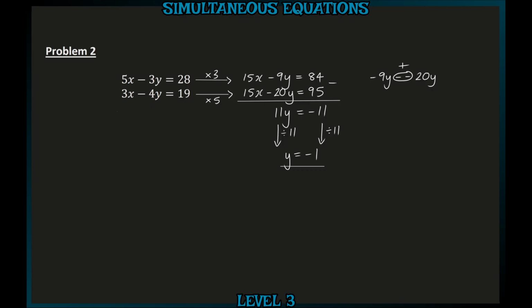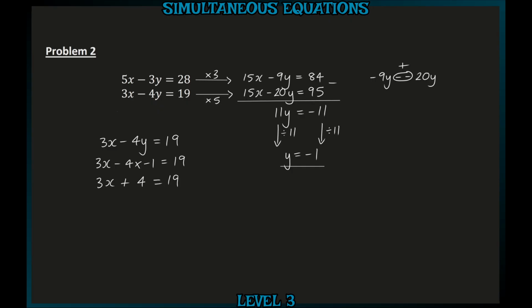To find the value of x, we now need to take this value of y and substitute it into one of the two original equations. These two equations are very similar, so it doesn't make a huge difference which one we use, but I'm going to use the second one simply because the numbers are a little bit smaller. So we have 3x minus 4y is equal to 19. If we substitute y for minus 1, we have 3x minus 4 multiplied by minus 1 is equal to 19. And since minus 4 multiplied by minus 1 is positive 4, this becomes 3x plus 4 is equal to 19.